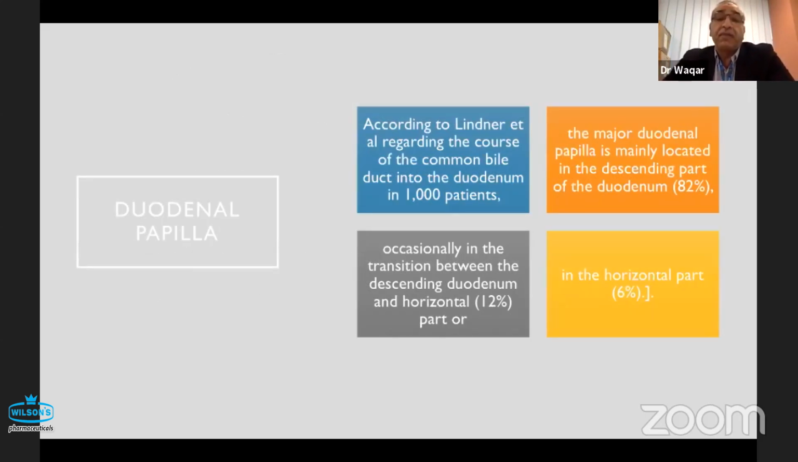Now, the duodenal papilla, according to Lindner, when he did his studies in over 1,000 patients, he found that in the overwhelming majority of the patients, the duodenal papilla, as we all know, was located in the descending or second part of the duodenum, in almost 82%. Occasionally, it was further down distally at the junction between the descending and horizontal part of the duodenum, and very rarely in the horizontal part of the duodenum. On a personal basis, I've not really come across the distal most location of the papilla in the horizontal part. But yes, you do see them sometimes a bit more distally.